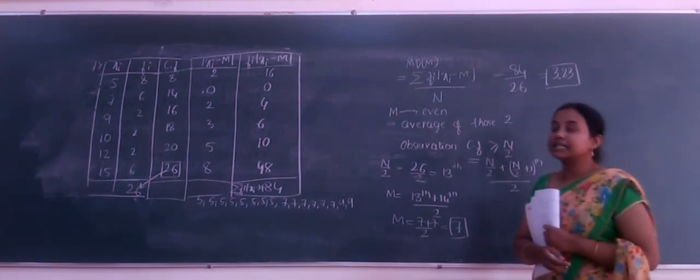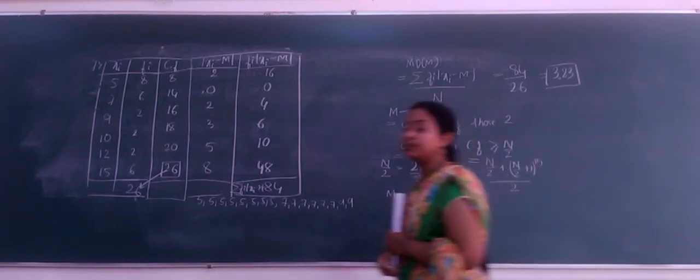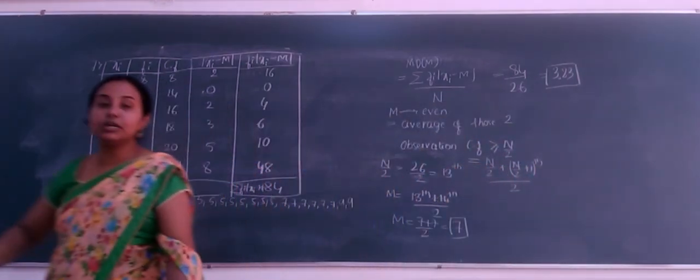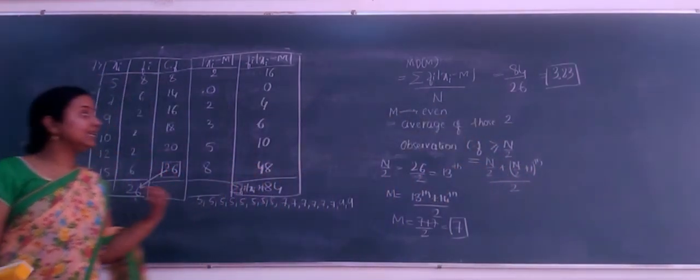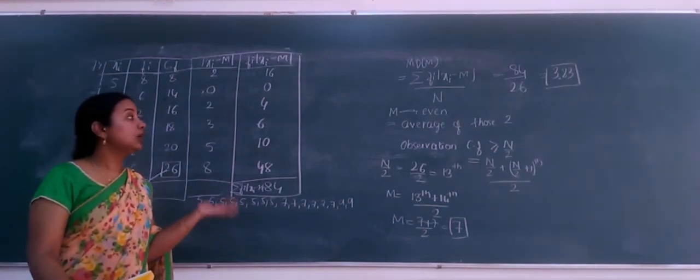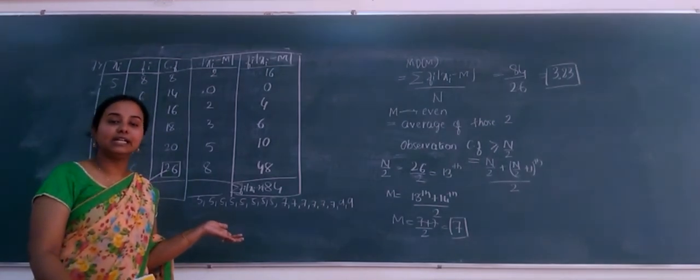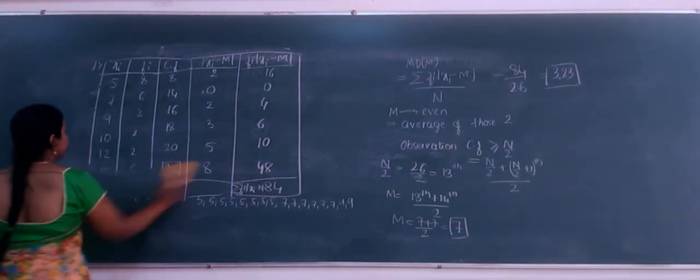I hope everyone is clear with this. You will become more clear with our next problem. The next problem is similar to this one only. In detail, once again I'll explain you how to calculate the mean deviation about median for a discrete data.